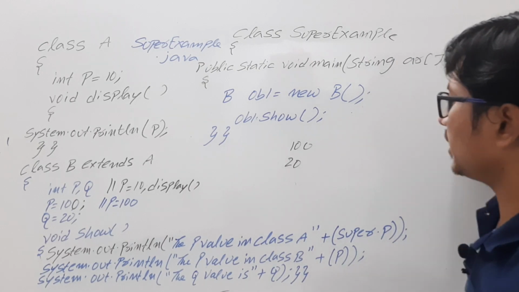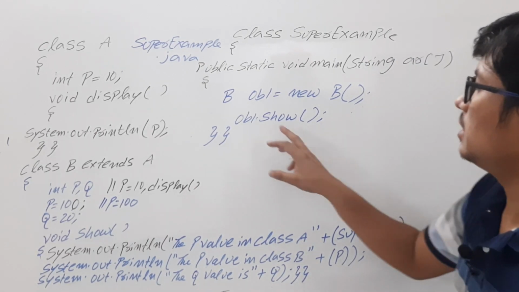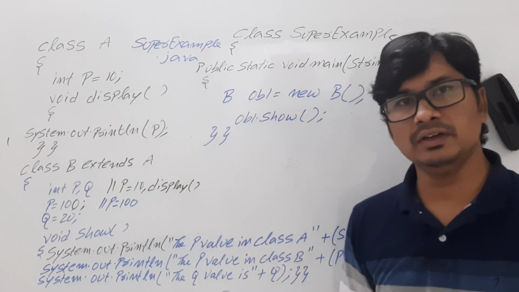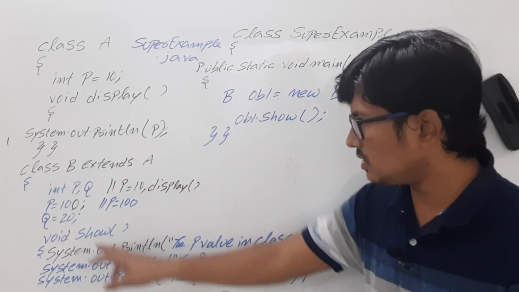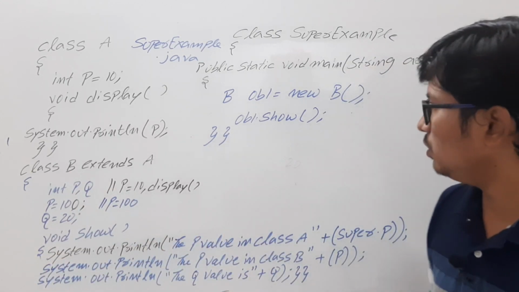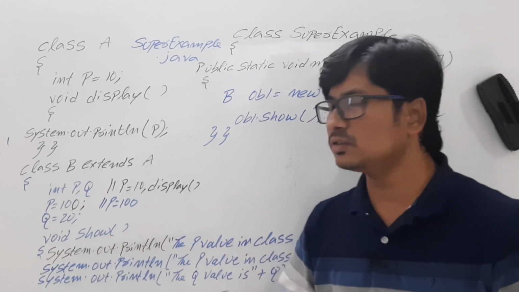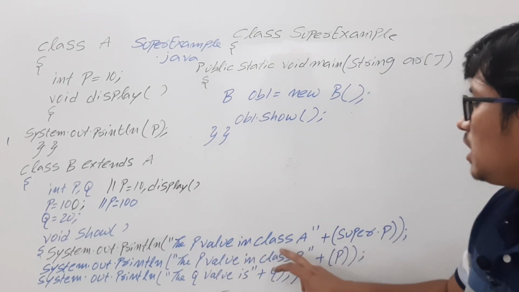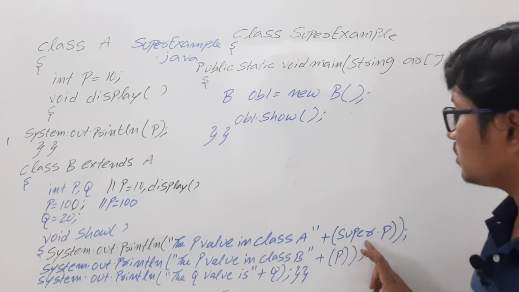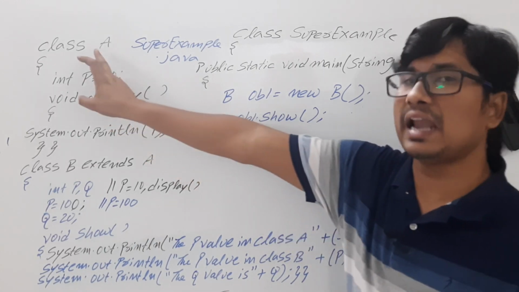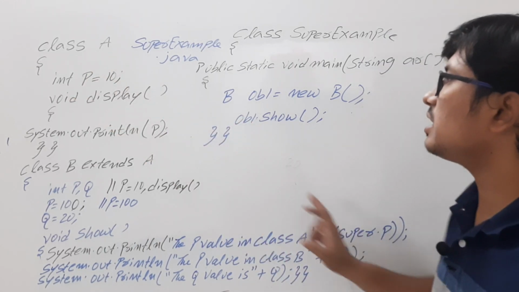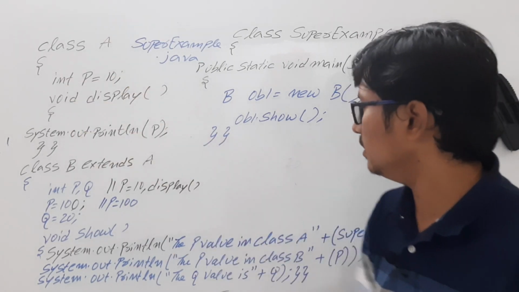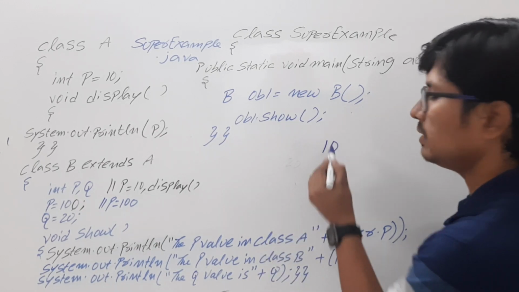Now what will happen? Once you call this method called show using the object which is created from the class B, you can do it, because in the class B there is a method called show and it does not have any parameters. Then it will invoke the p value in class A. Super means it will look at the parent class. In the parent class, is there any variable called p? Yes, it is there. What value is there? 10. So that 10 will be displayed.